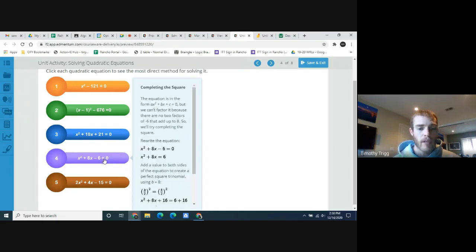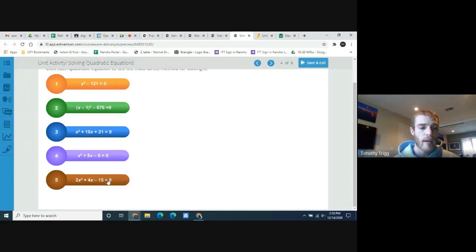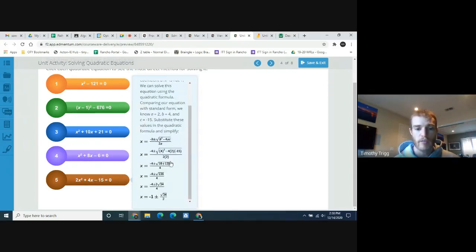This one, they use completing the square. Of course, we're not going to use that. You could always just use the quadratic formula. And this one, they show you how to use the quadratic formula. And that's this one here. Negative b plus or minus the square root of b squared minus 4ac all over 2a. And in this case, your a is 2, your b is 4, and your c is negative 15. And you just plug those into the equation as you go. So replace the a's with 2, replace the b's with 4, replace the c's with negative 15. Plug those into this formula, work it all out, and you get the answer.